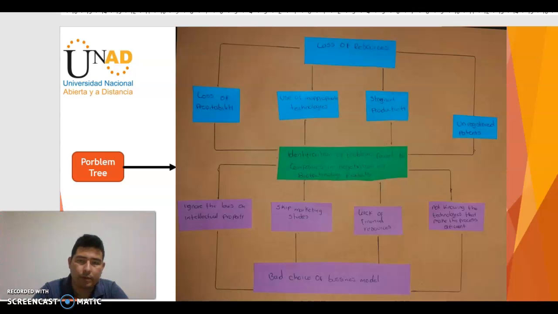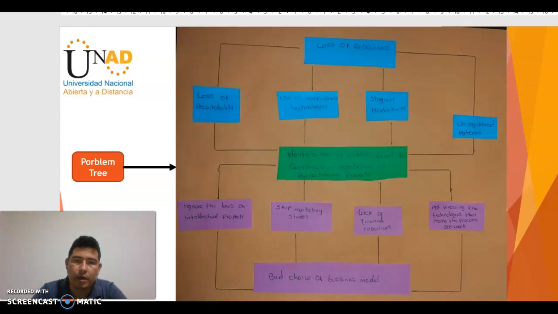This is problem 3, about identification of problems faced by companies in negotiation of biotechnology products. Causes are ignoring the laws of intellectual property, skewed marketing studies, lack of financial resources, no technologies that make the process efficient. The principal cause, bad choice of business model.